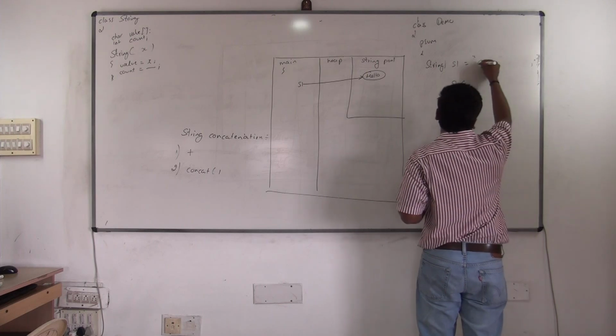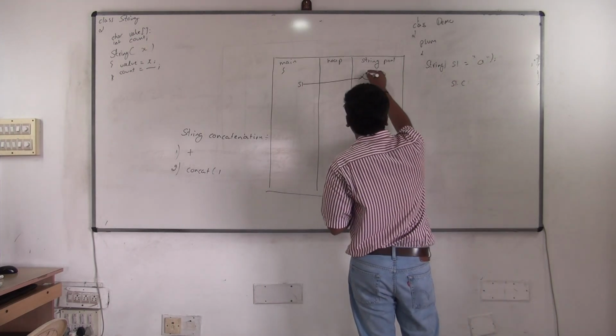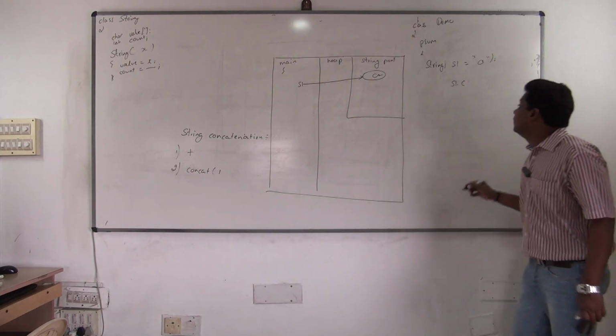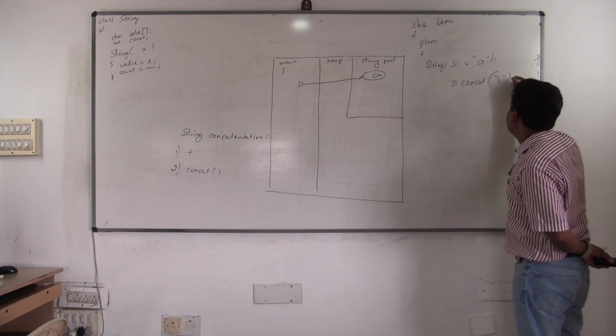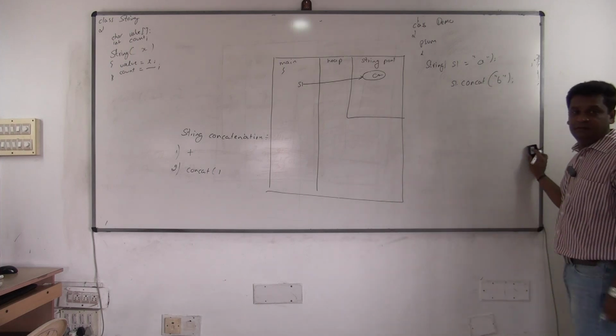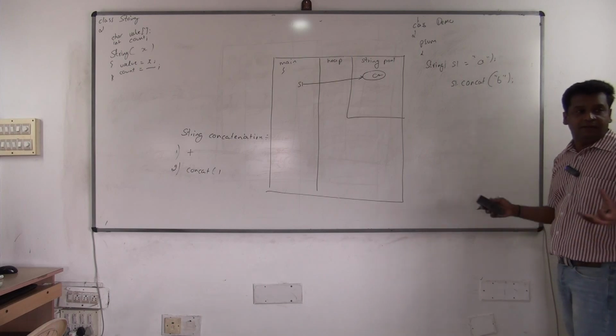Fine. Now I'll call a method, S1 dot, or I'll take a very simple value, I'll take A. What is the value I've taken? A. Okay. Now I'll call S1 dot concat, meaning I'm appending something to it. I'm joining one more string now. What is the string I'm joining? B. B is a string.